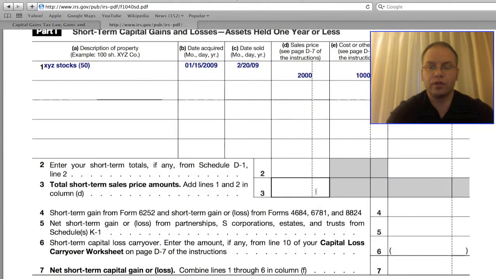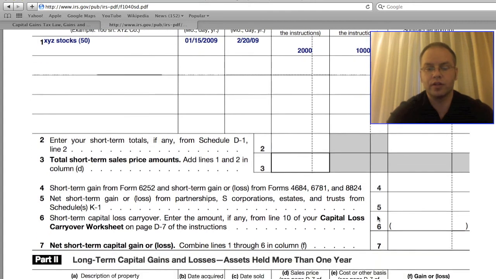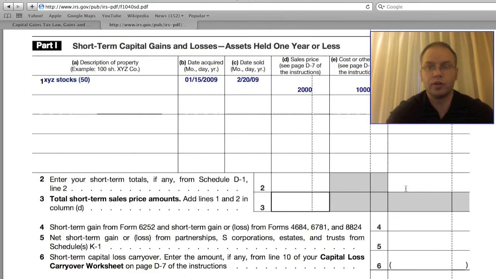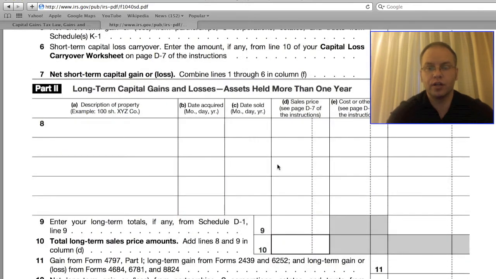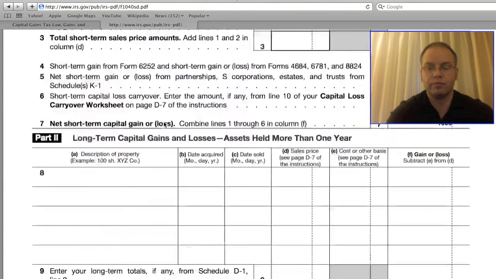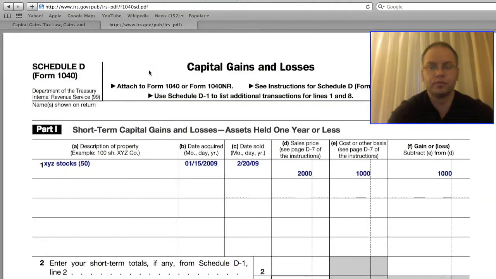This is all going to flow down, and when you do it online, it's going to calculate exactly what the tax is going to be and fill in these boxes. So based on what we have calculated right there, you're going to have a gain of $1,000. This is short term, 12 months or less. Down here, long term, identical information, but more than 1 year. And that's the form, the Schedule D.